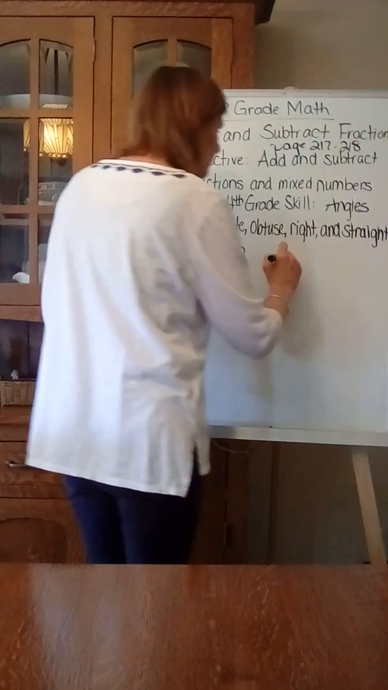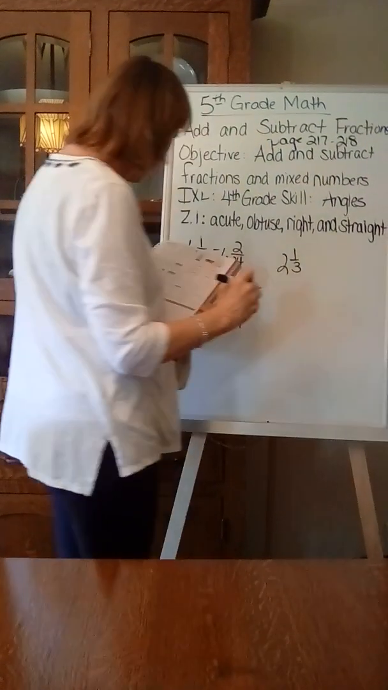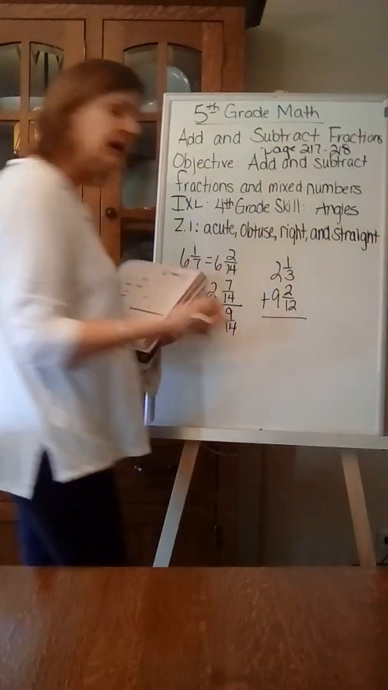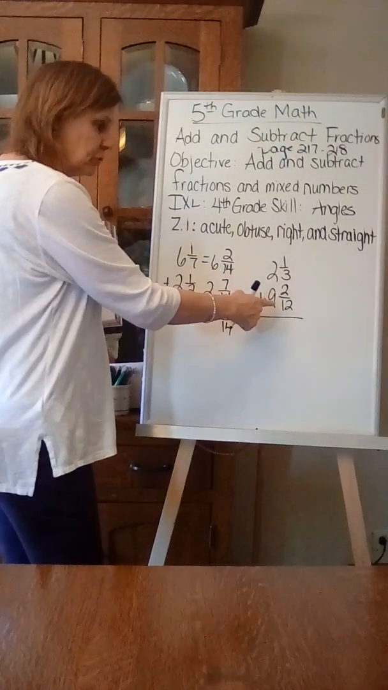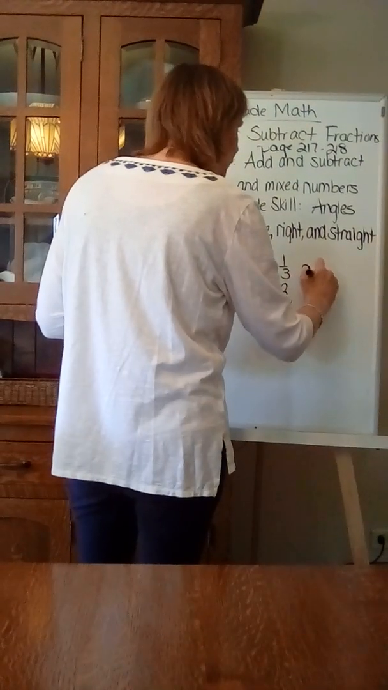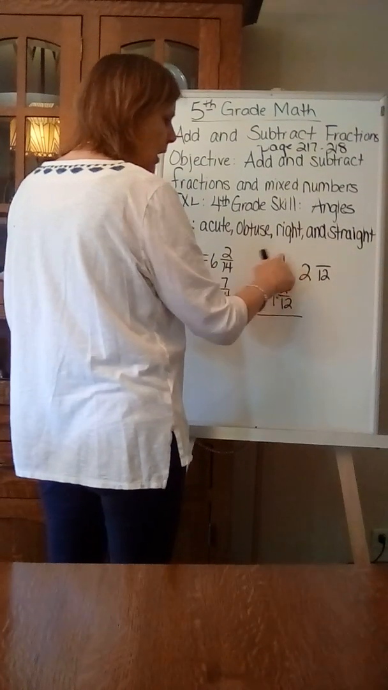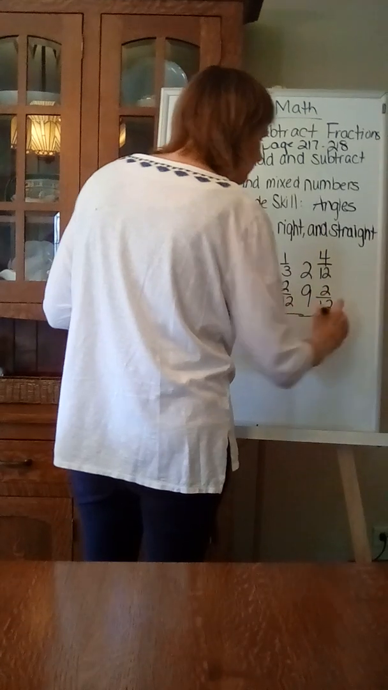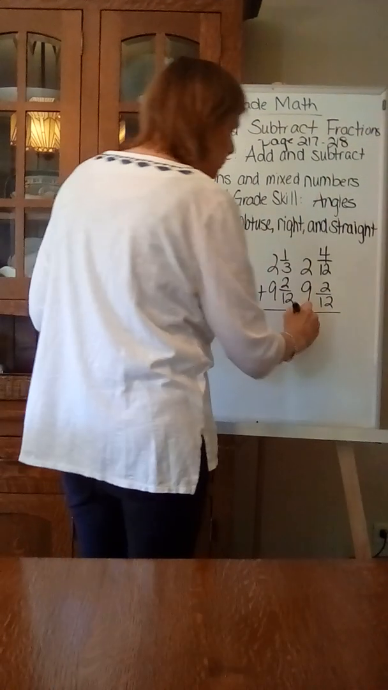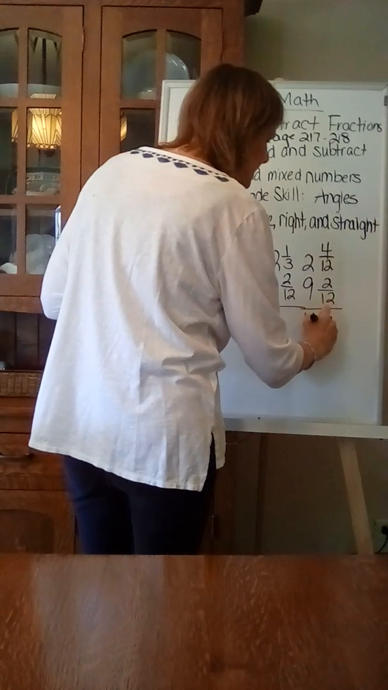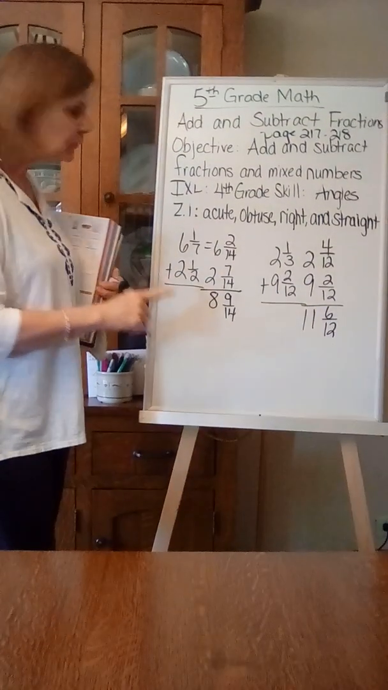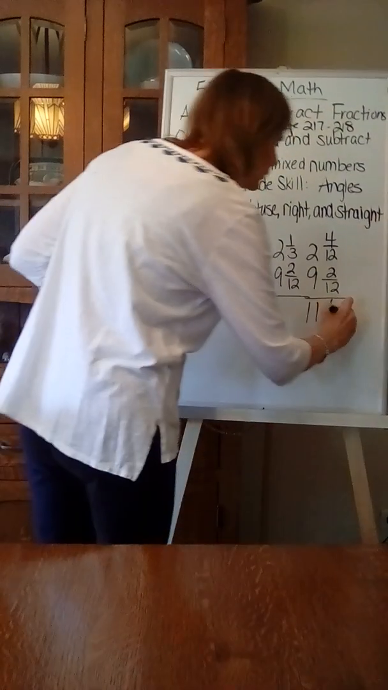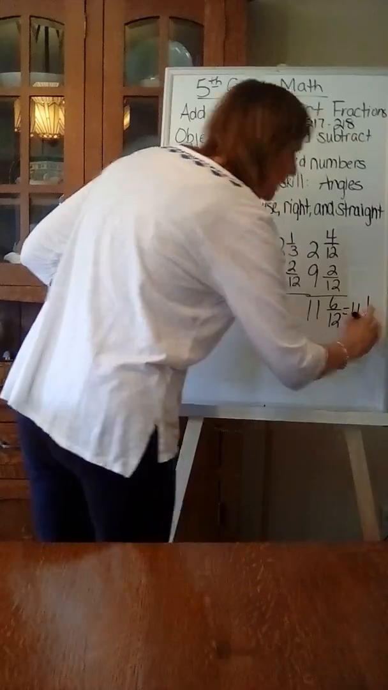I've got 2 1/3 plus 9 and 2/12. Again, I've got to get a common denominator. I know that 3 is a factor of 12. 3 times 4 is 12, so 1 times 4 is 4. 9 and 2/12. I'm going to add these up. I've got 2 plus 9, 11. 4 plus 2 is 6 over 12. I also know I've got to reduce. I know that 6 is a factor of 12, so this becomes 11 and 1/2.